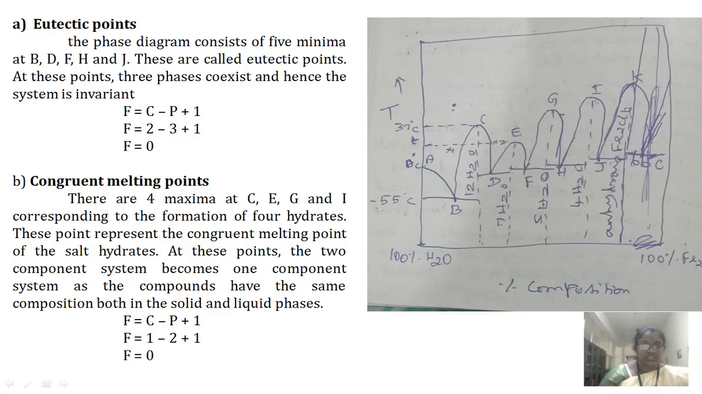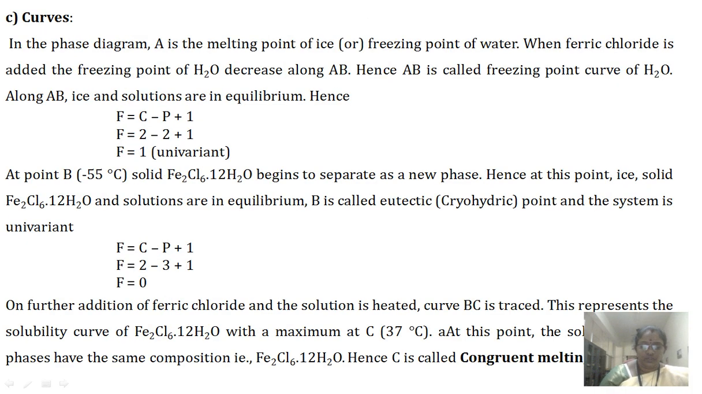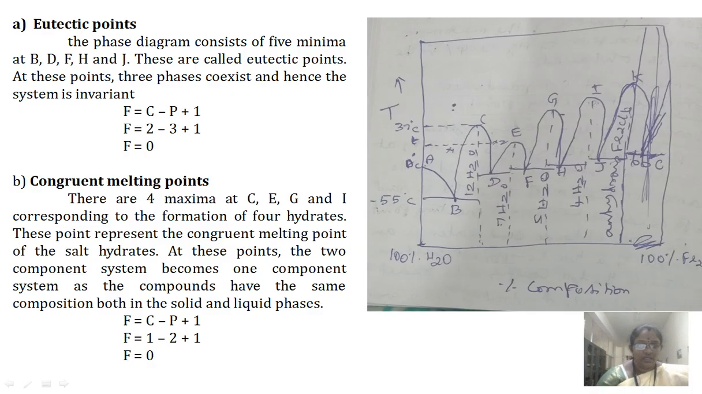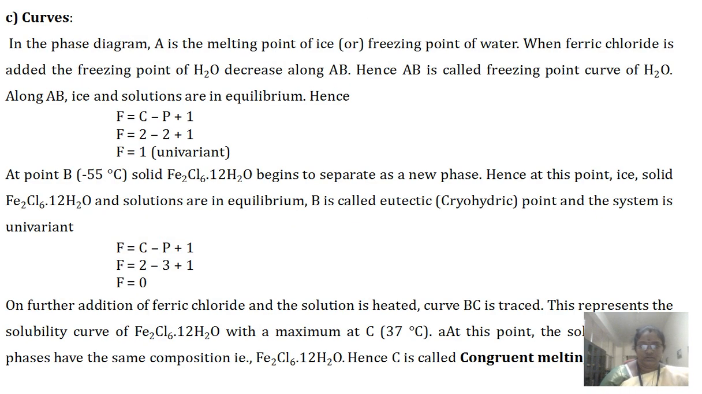At these points, 3 phases coexist and hence the system is invariant, that is F is equal to 0. And then congruent melting point: there are 4 maxima, which are C, E, G, I, corresponding to the formation of 4 hydrates. These points represent the congruent melting point of the solid hydrates. At these points, the 2 component system becomes 1 component system, as the compounds have the same composition both in solid and in liquid phases, that is F is equal to 0.